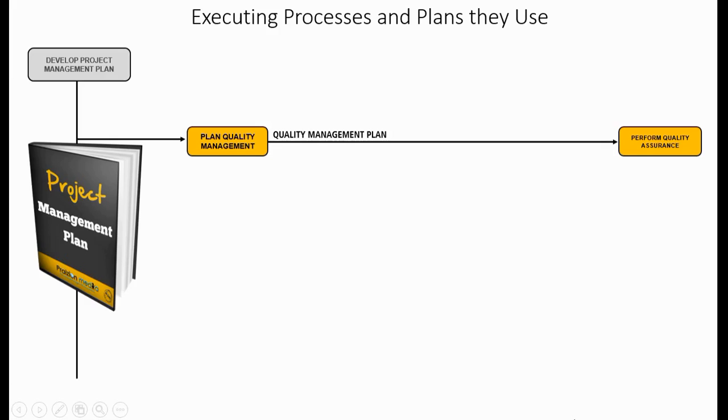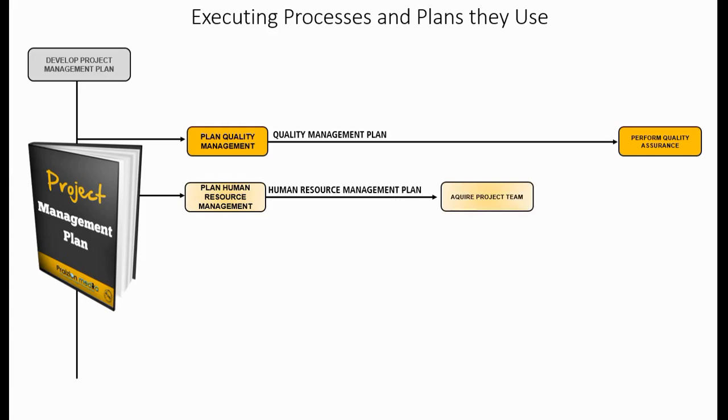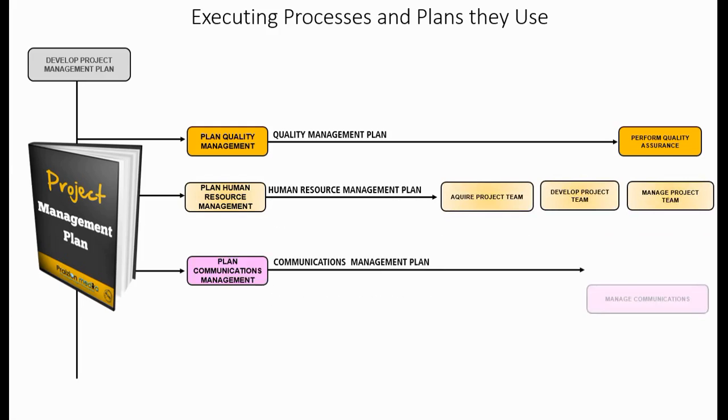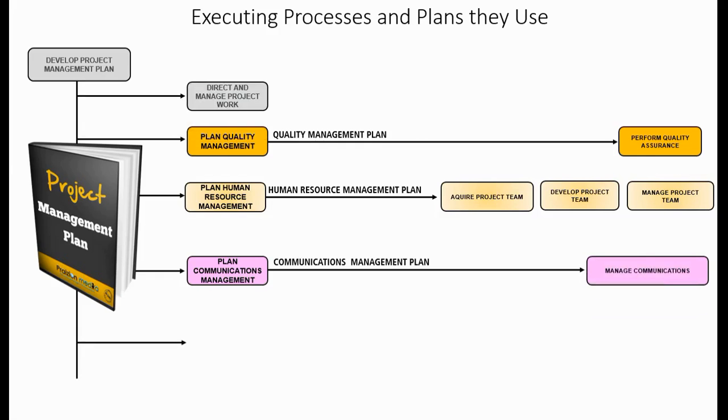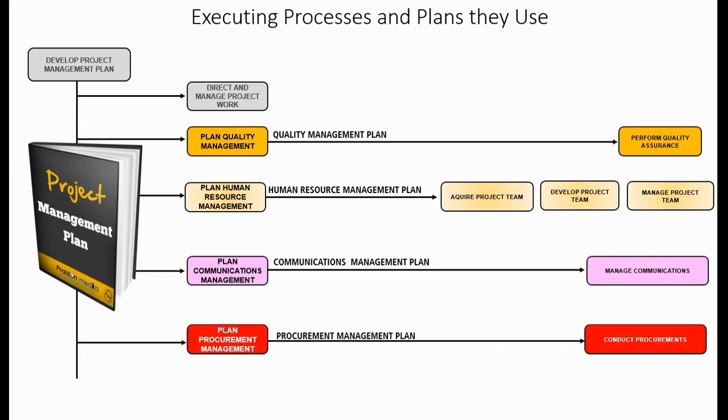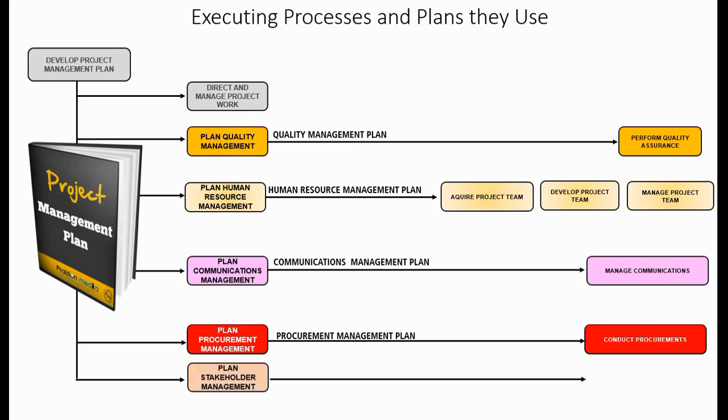So when you see that flow of a plan from the planning process group into the executing process group process within that knowledge area, ask yourself, okay, why is this plan going here? Here's another example. The human resource management plan goes from plan resource management into manage project team. So you need to ask yourself, okay, why is my human resource plan going into these? What exactly is it doing? The same thing for communications. The same thing for direct and manage project work, which is in executing within integration. Same thing for plan procurement management. We've got the procurement management plan coming out of plan procurement management, going to conduct procurements. We've got the stakeholder management plan coming out of plan stakeholder management and going in to manage stakeholder engagement.